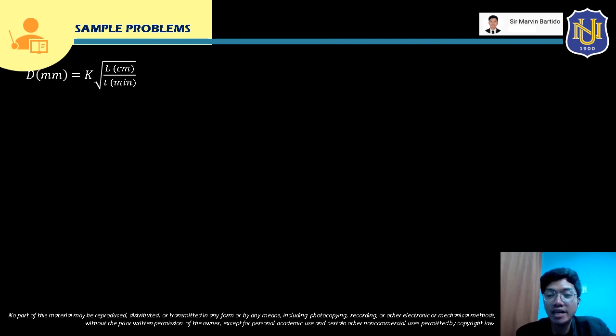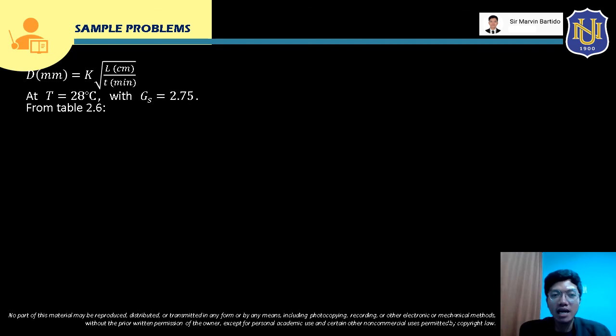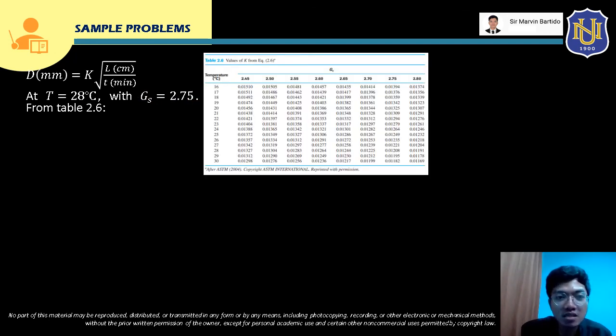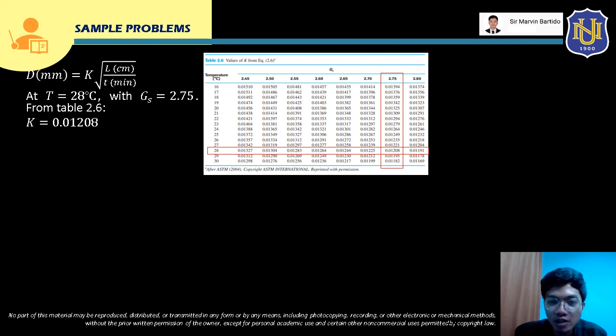Now, for the diameter class, so we're going to use this formula. So, class, let's identify the value of K, no, from the temperature, 28 degrees Celsius, tas yung G sub S natin, 2.75. So, from table 2.6, so yung 28 degrees Celsius nandito, and then 2.75 narito. So, yung value natin, class, for K ay 0.01208.